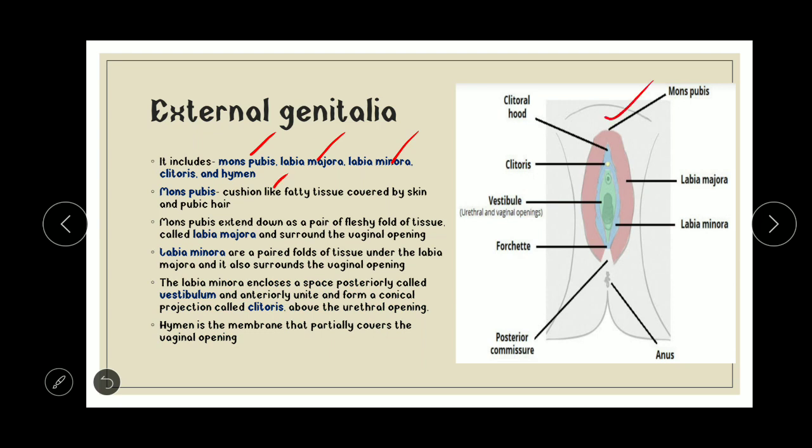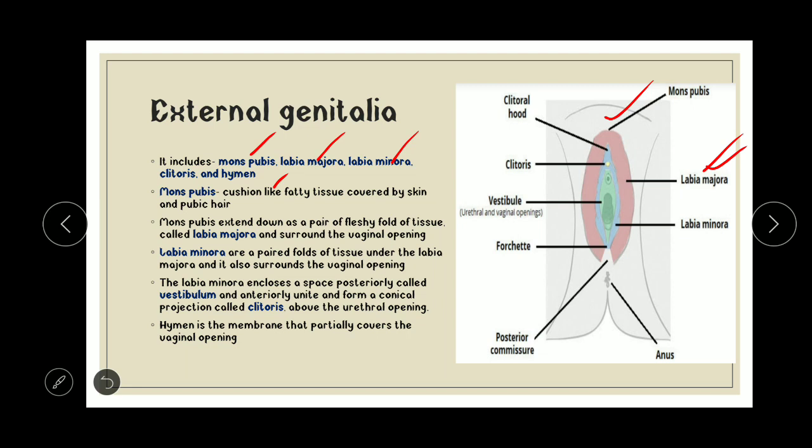So first you see the mons pubis. Mons pubis is a cushion-like fatty tissue. So this provides cushion. It is a thick layer of fatty tissue covered by skin and pubic hair. Then mons pubis extends down as labia majora. You can see the labia majora. This is called majora because it is thicker, wider in area, and surrounds the vaginal opening.